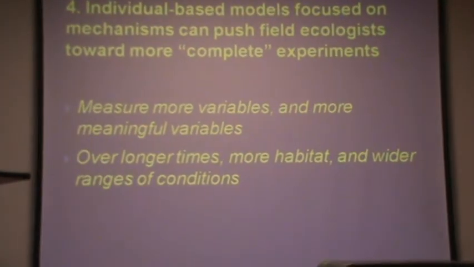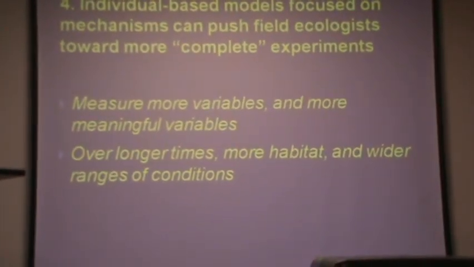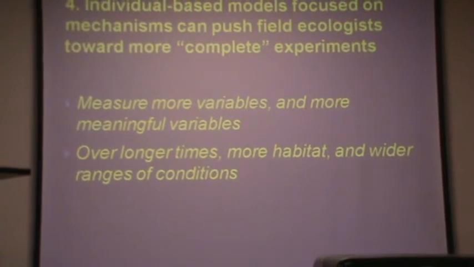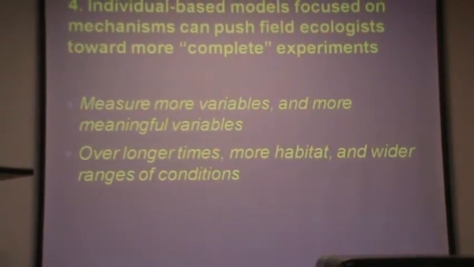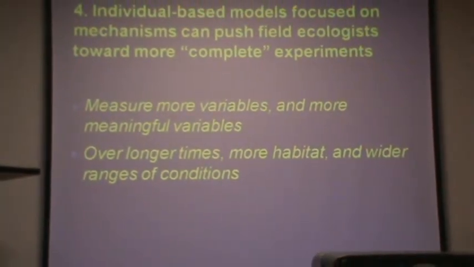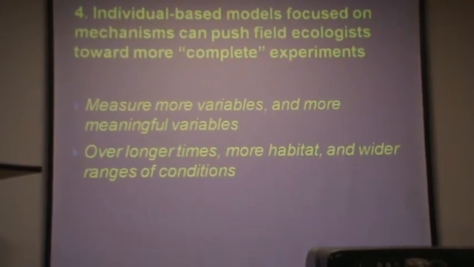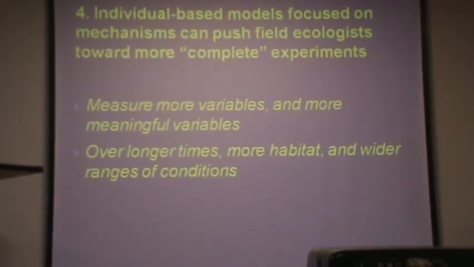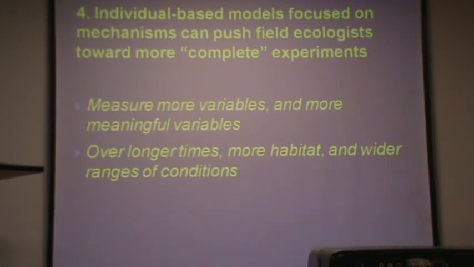So fourth one is that individual-based models focused on mechanisms and processes can push field ecologists towards more complete experiments, measuring more variables, more meaningful variables sometimes, and doing their experiments over longer times, over more different kinds of habitat and wider ranges of conditions. So again, less emphasis on tightly controlled experiments and more emphasis on trying to understand the broad range of what could happen.